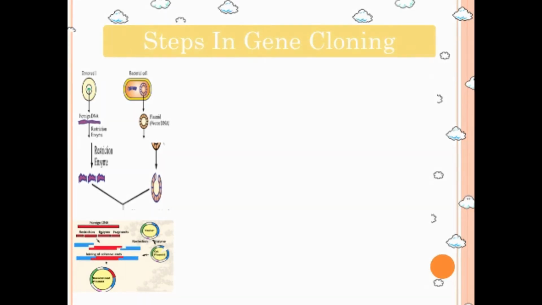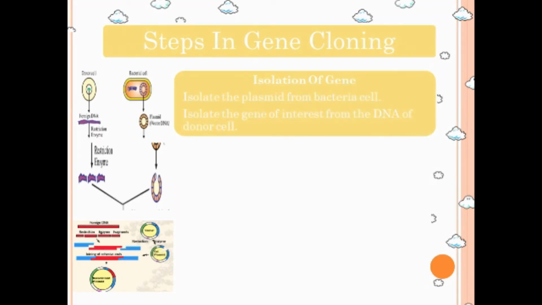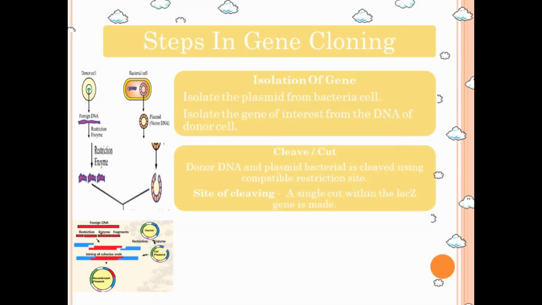Next are the steps in gene cloning. Firstly, isolation of gene. Isolate the plasmid from the bacterial cell and isolate the gene of interest from the DNA of the donor cell. Then, the cleaving process will take place. The donor DNA and bacterial plasmid are cleaved using a compatible restriction site. At the site of cleaving, a single cut within the LacZ gene is made.